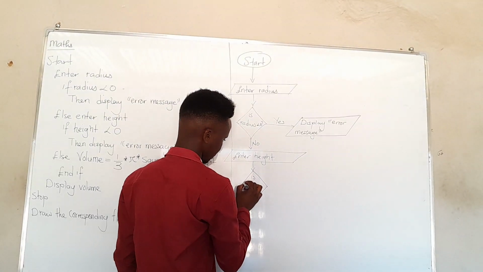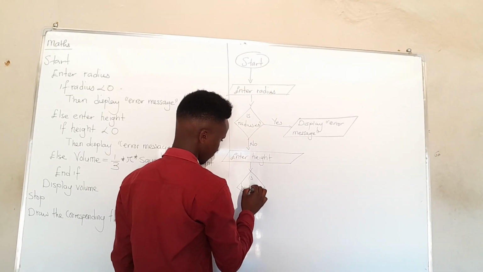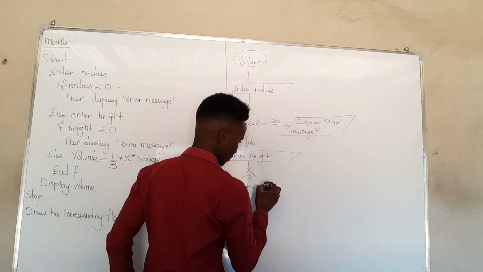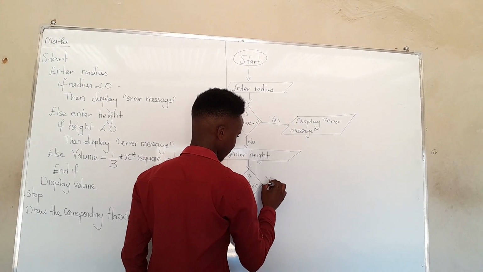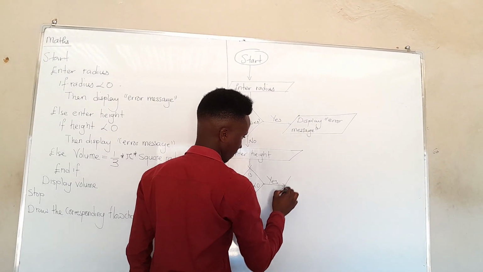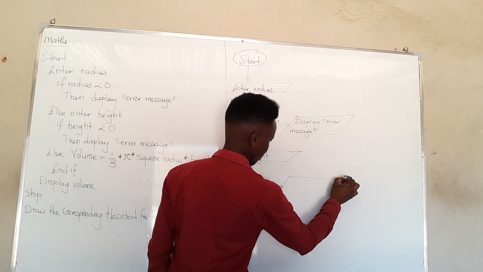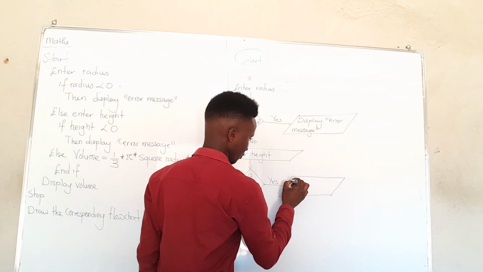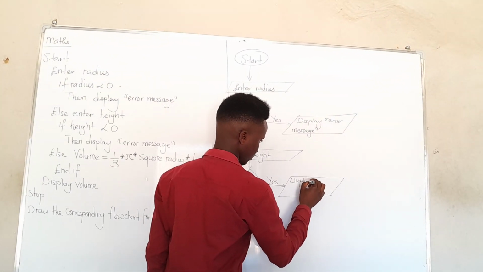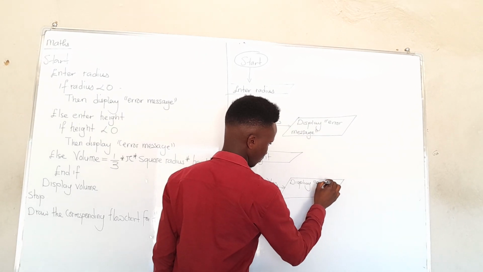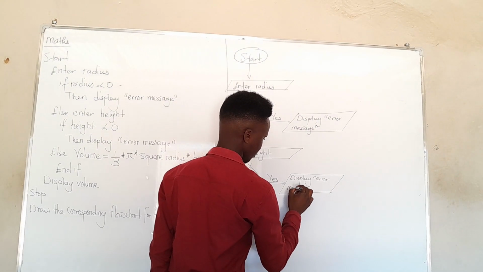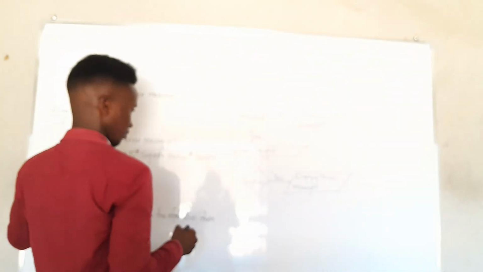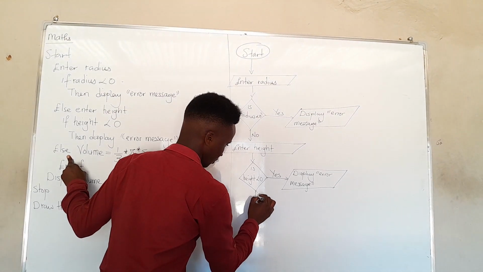So we are going to say is height less than 0. Right? What have they said? Then. So then we draw a line going to our right hand side and we say yes. What have they said? Display. So for us to display, we need to draw the parallelogram again. So we're going to say display error message. Just like that. Else, we need no, so we draw a line coming downwards, an arrow.